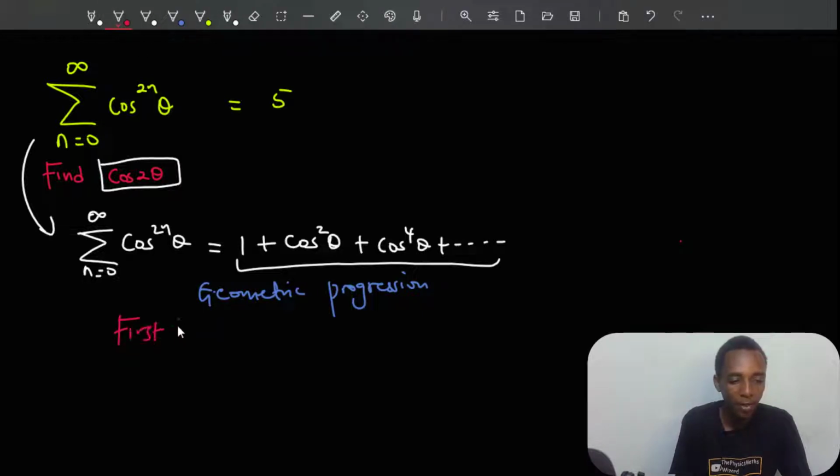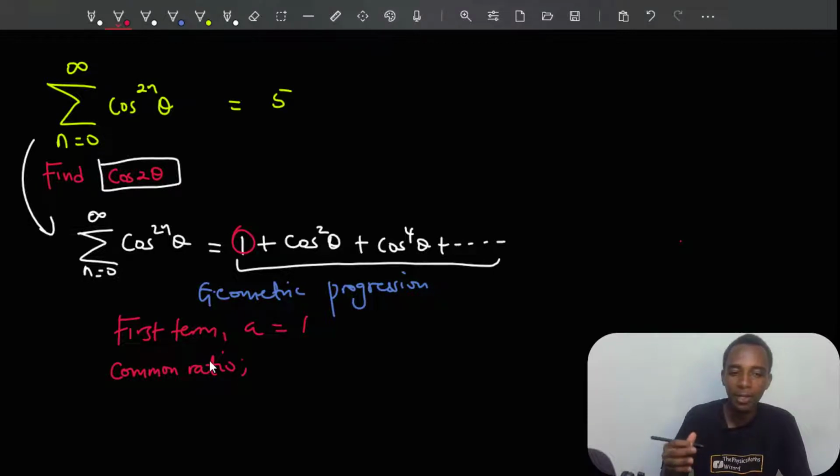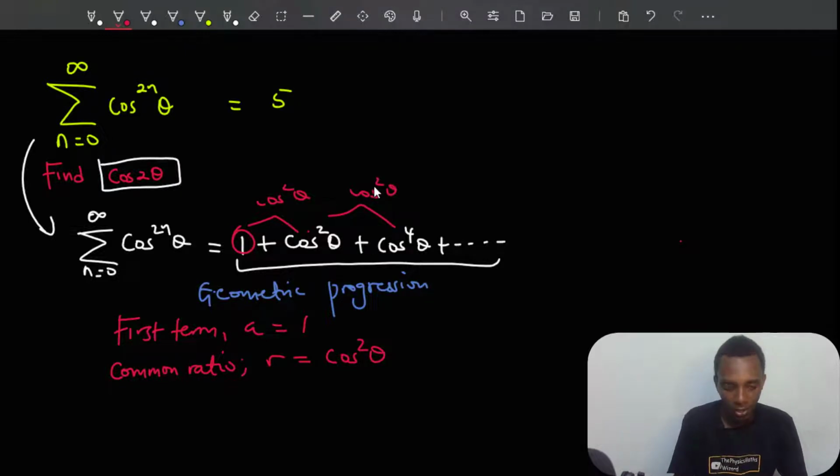So the first term of this geometric progression, we usually call that A. So the first term is 1, there you go. And the common ratio, which is like the factor that you multiply in moving from one term to the next. So clearly from here you can see that the common ratio is cos squared theta. We usually call the common ratio R. So R is cos squared theta. From 1 to this, you can see there is a multiple of cos squared theta. From here to here, we multiplied by cos squared theta, and this is going on up to infinity.